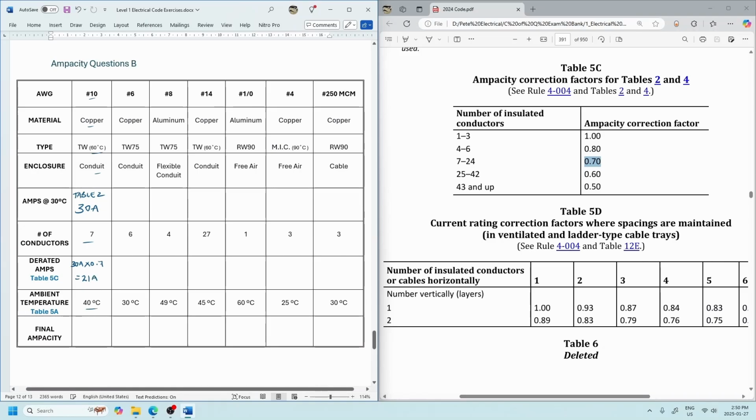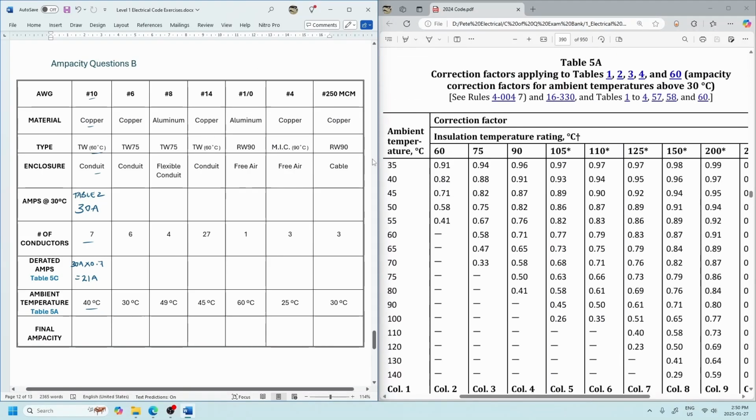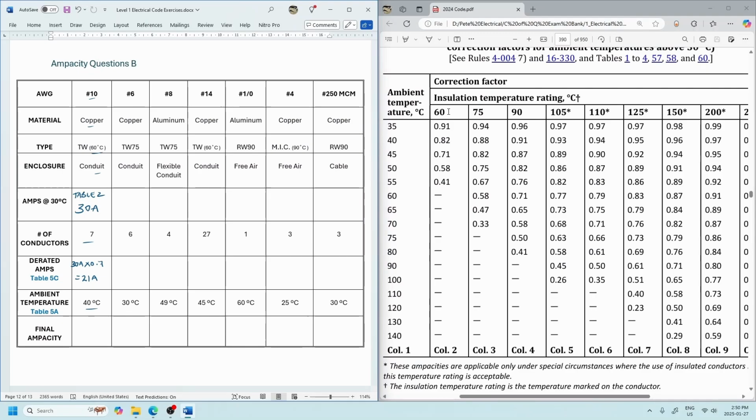Then we're at 40 degrees, so we got to go to table 5A. So let's look at 5A now. Which column are we in? We're in the 60-degree column, that's the top, then the left-hand side is going to be 40 degrees. So that gives me a multiplier of 0.82. So I got 21 amps, I'm going to take 82% of that. And if I take my 21 times 0.82, gives me 17.22 amps, guys. So max ampacity for number 10 copper TW conductors running in conduit with 7 conductors in the pipe and an ambient temperature of 40 degrees would be 17.22 amps.